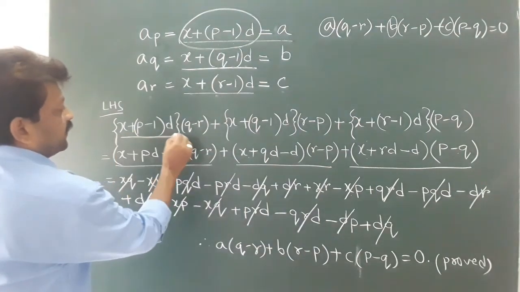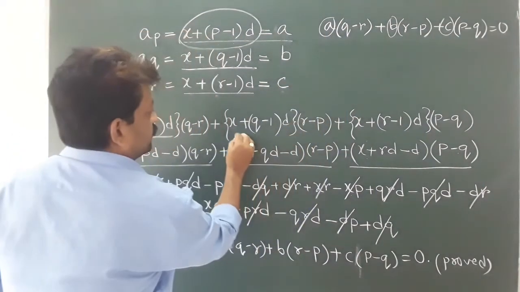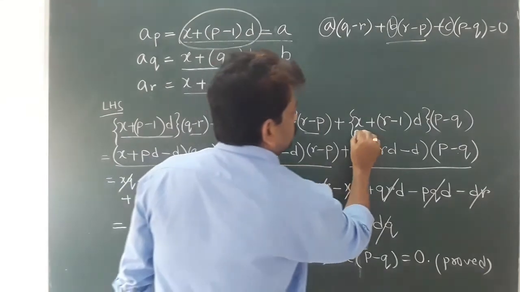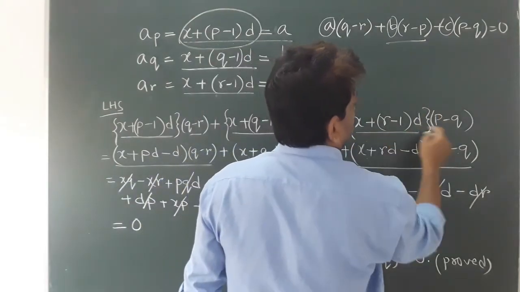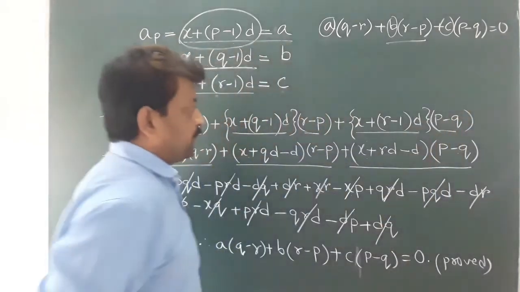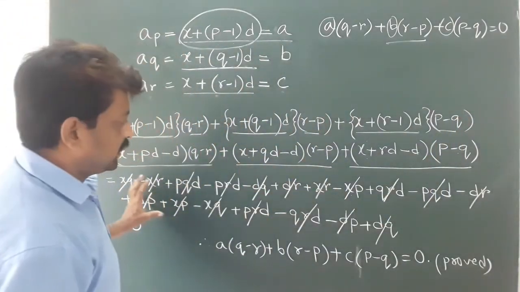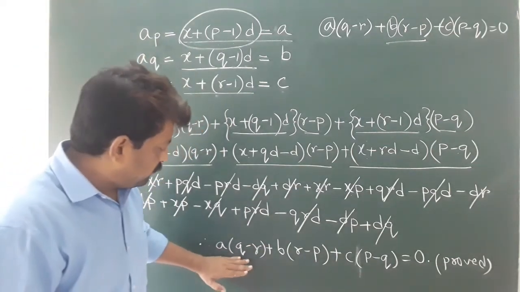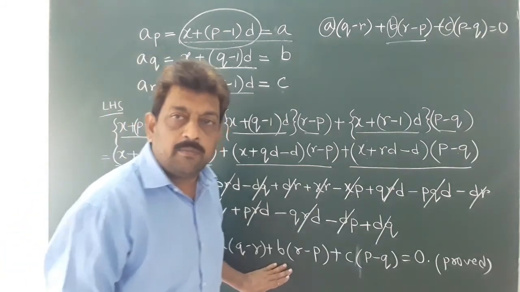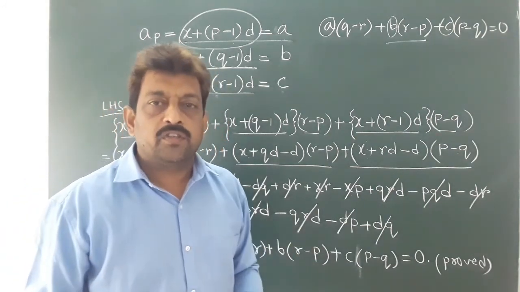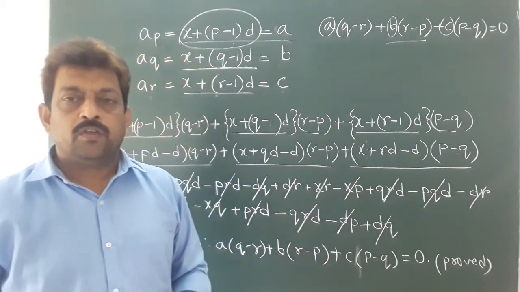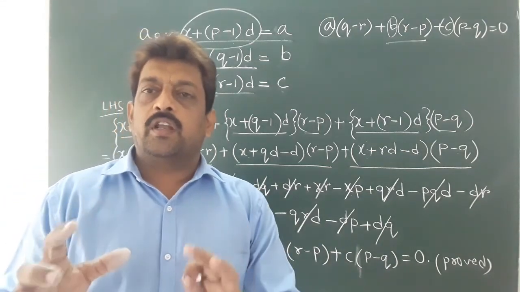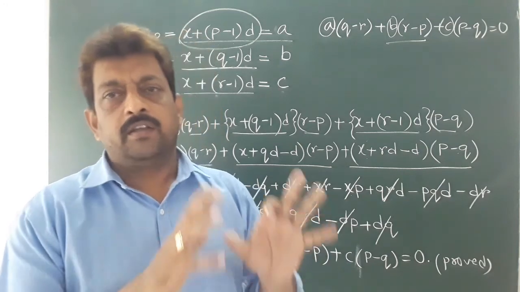This is the value of a, q minus r, the first part. This is the value of b, r minus p, this is the second part. And this is the value of c, and p minus q, the third part. After simplification, the whole thing has been cancelled. The result is 0. Therefore, it is proved that a multiplied with q minus r plus b multiplied with r minus p plus c multiplied with p minus q is equal to 0. Okay. So in this way, if any sum based on this type is given, you can apply your basic knowledge, the concept, and do the sum.